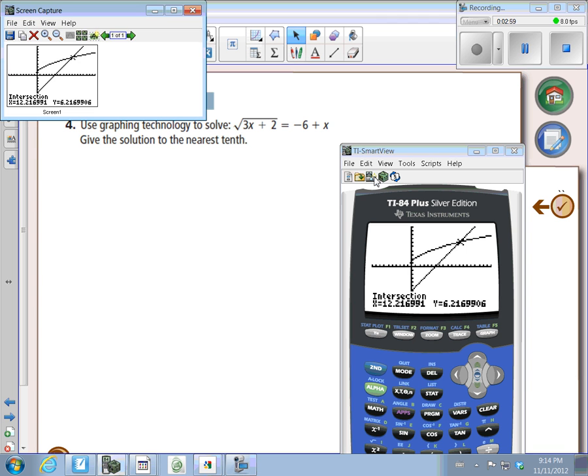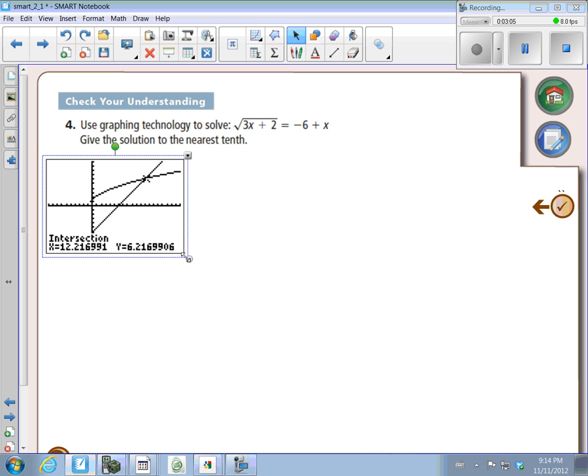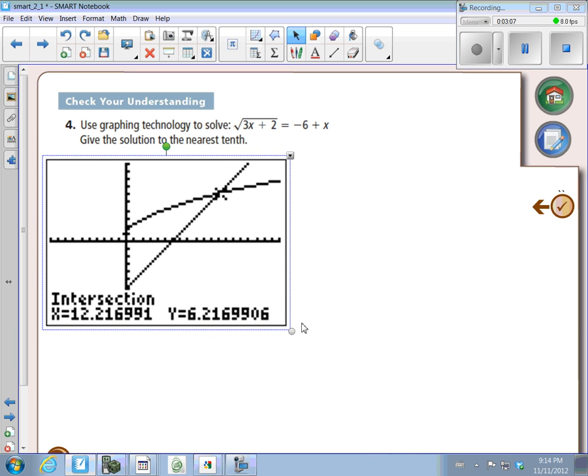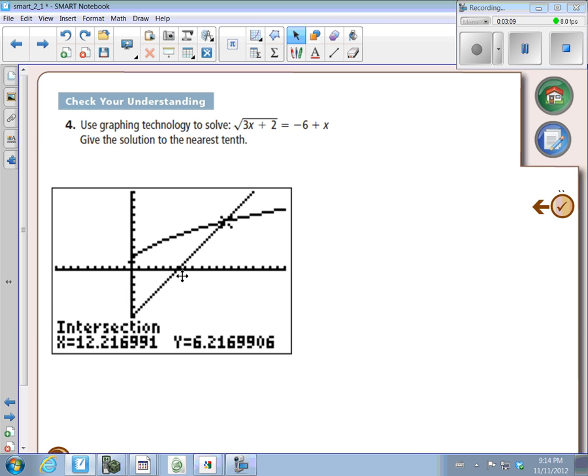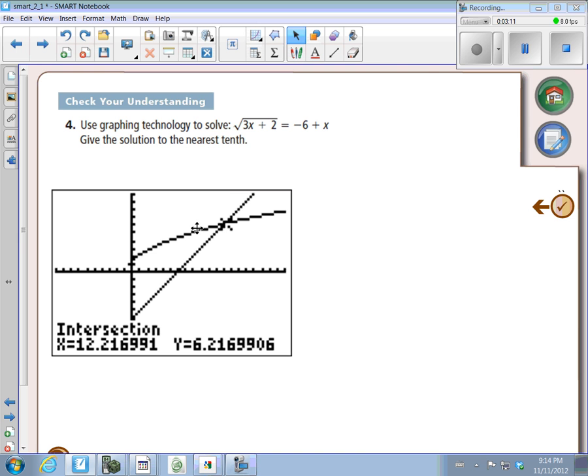Okay, I'll take a picture of that, and we will paste that on our screen. So if you were to solve a question graphically, you would need to include a copy of the graph such as that. So let's just check our solution. 12.2 is definitely the correct x value. And if you substitute it back, you'll see that that works.